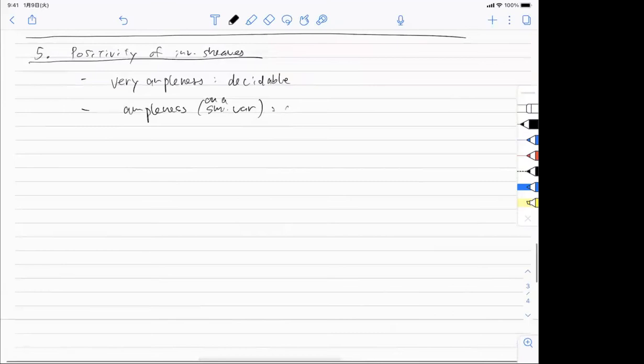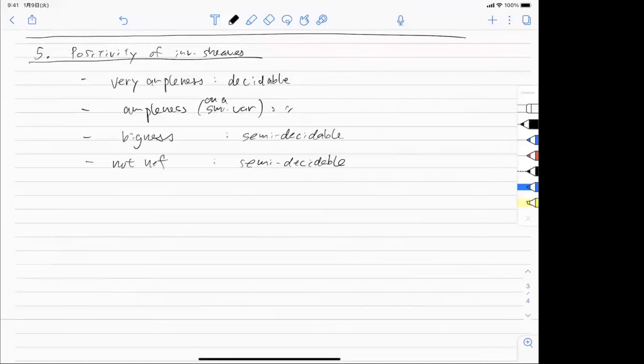This is semi-decidable, but bigness, we can easily show that it's semi-decidable, but it seems difficult to show that it's decidable. And not nef is semi-decidable, but it seems difficult to show that it's decidable.